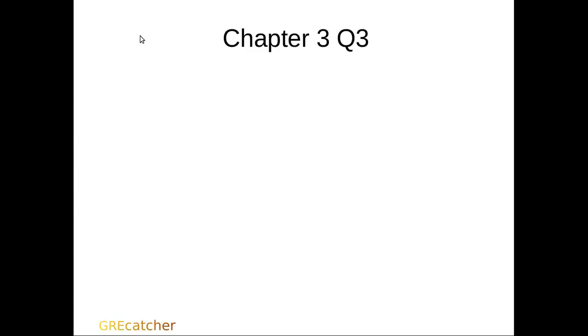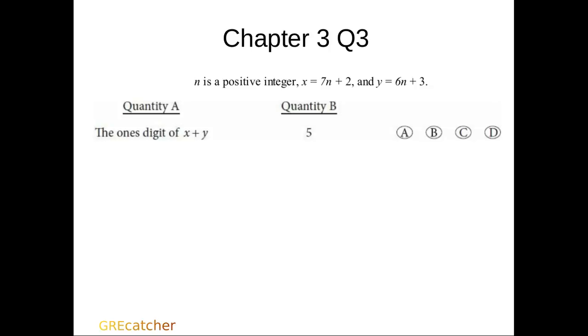We're still in the official quantitative guide of the GRE, in chapter 3, and that's the third question. The third question says n is a positive integer, and you have two variables: x is equal to 7n plus 2, and y is equal to 6n plus 3. In this question you're required to compare quantity A and quantity B. Quantity A is equal to the ones digit of x plus y, and quantity B is equal to 5.